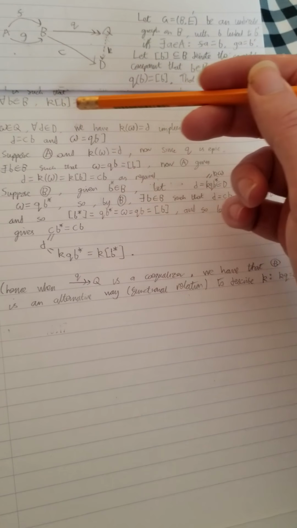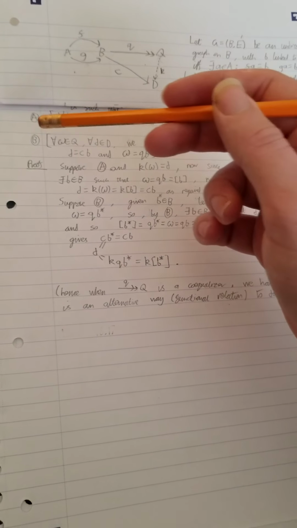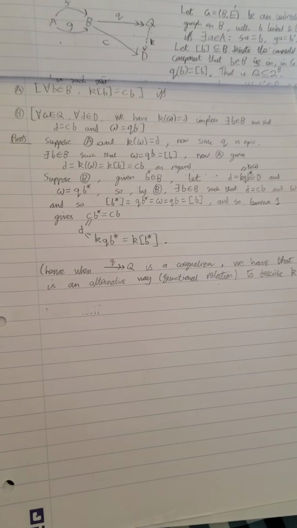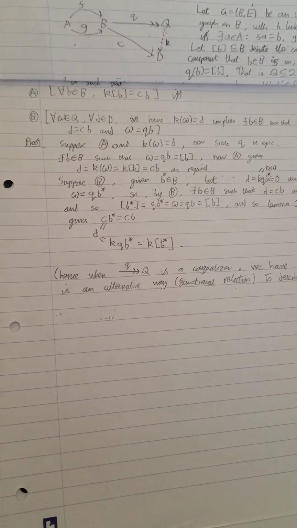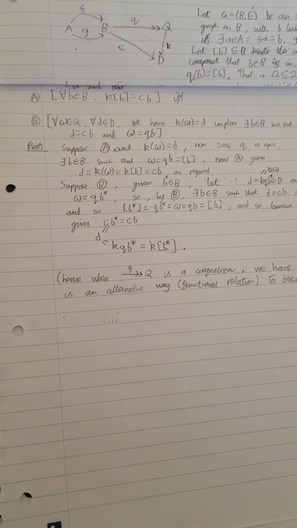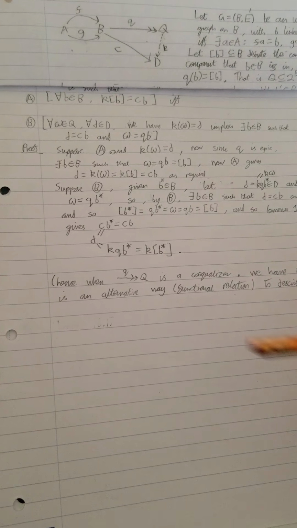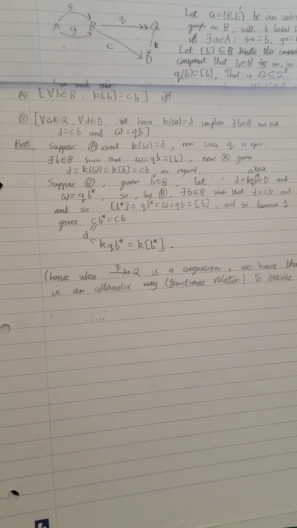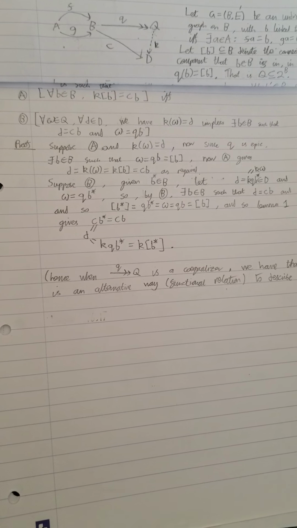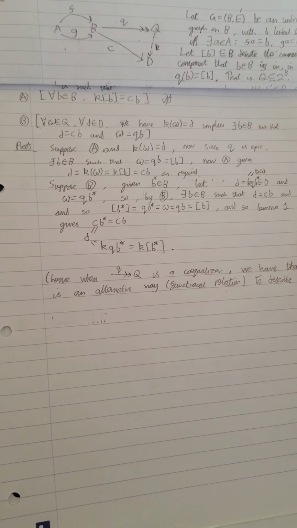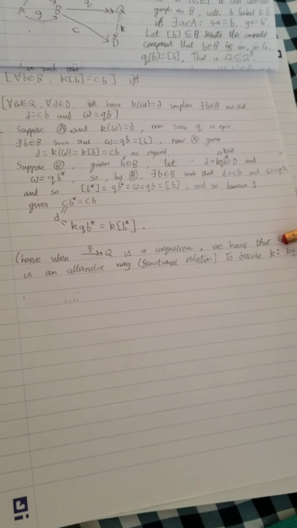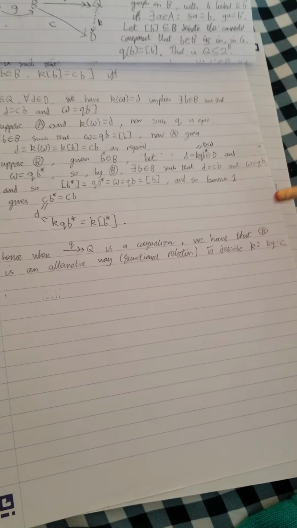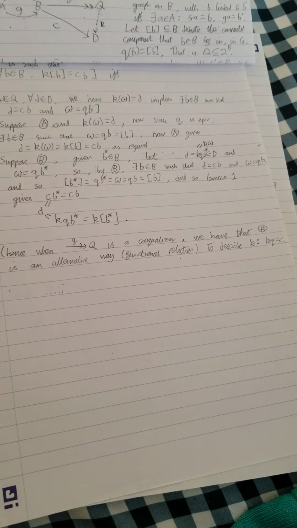Okay, so we've gone the other way around. We've now shown statement A holds from statement B. So that's it. That's the end of the proof. We've shown that A and B are equivalent. So basically, what we've shown is that when this Q here is this coequalizer, we have that this B here is an alternative kind of functional relation way to describe this arrow K such that K equals Q C.